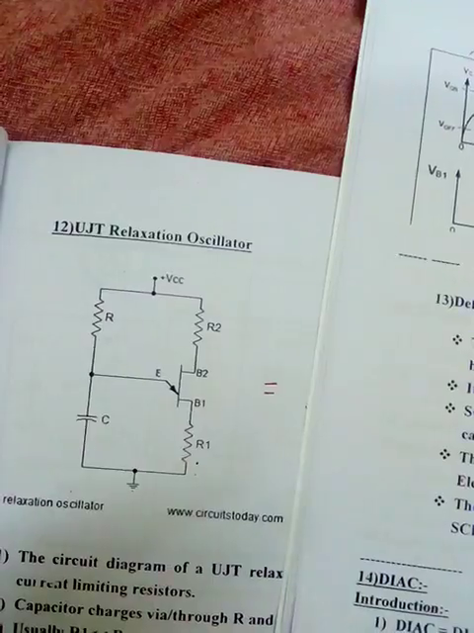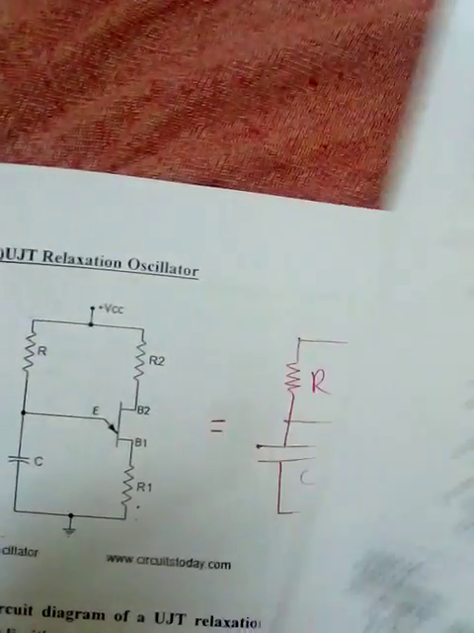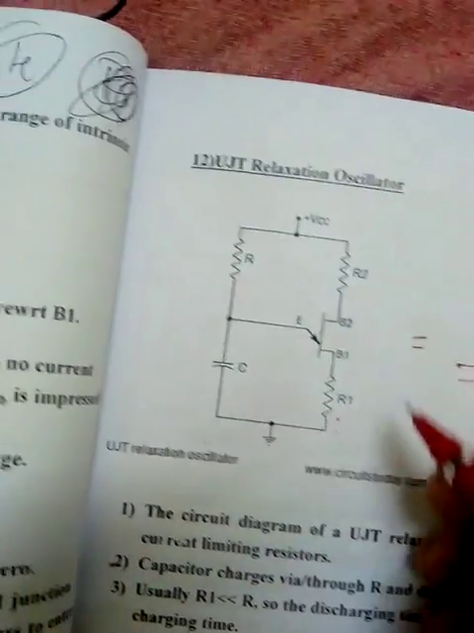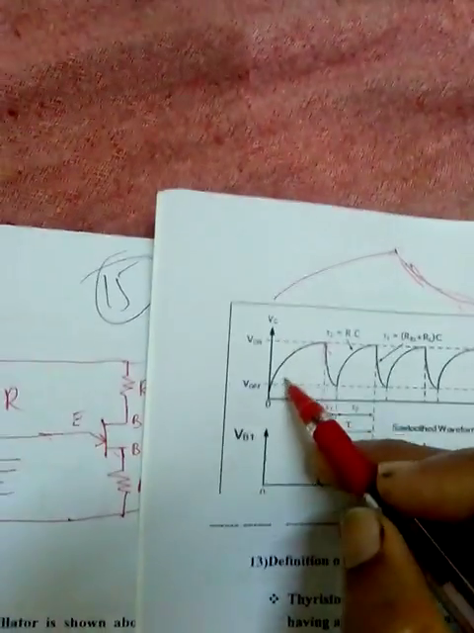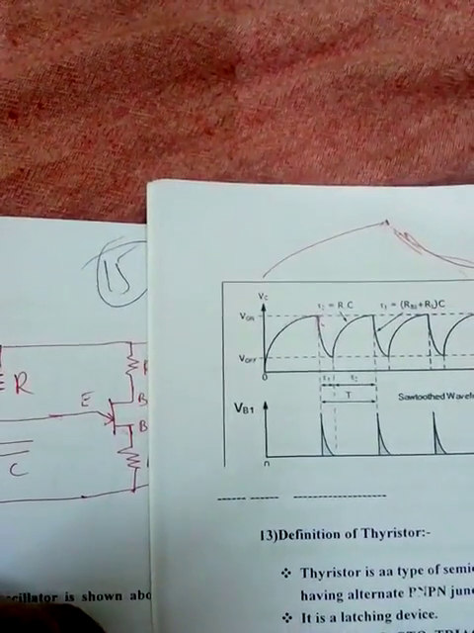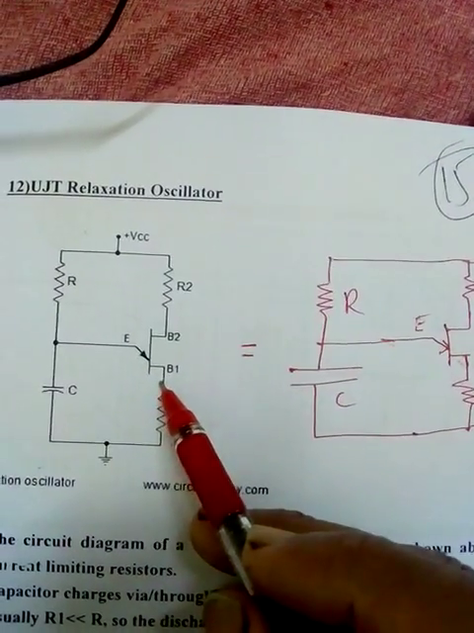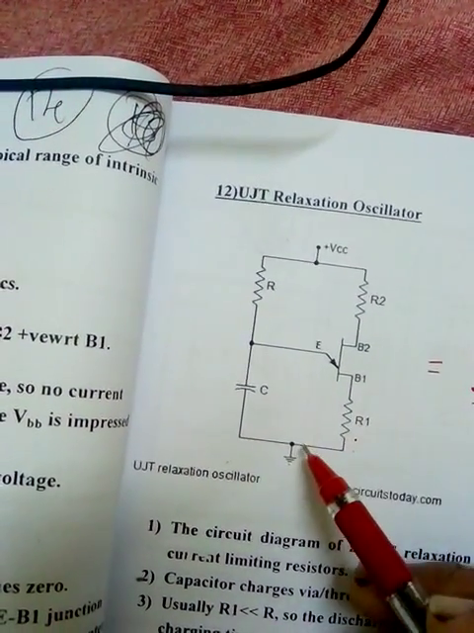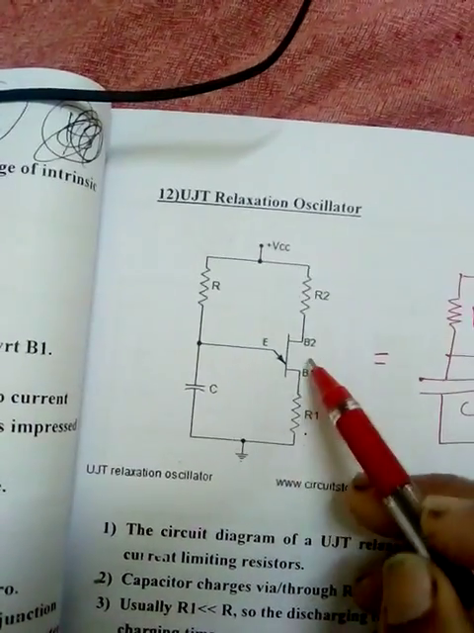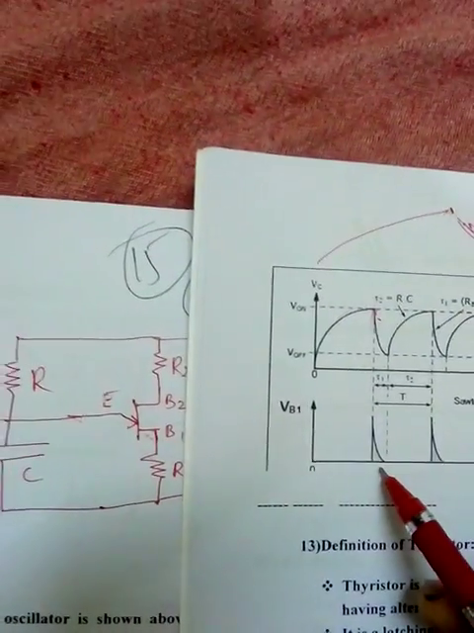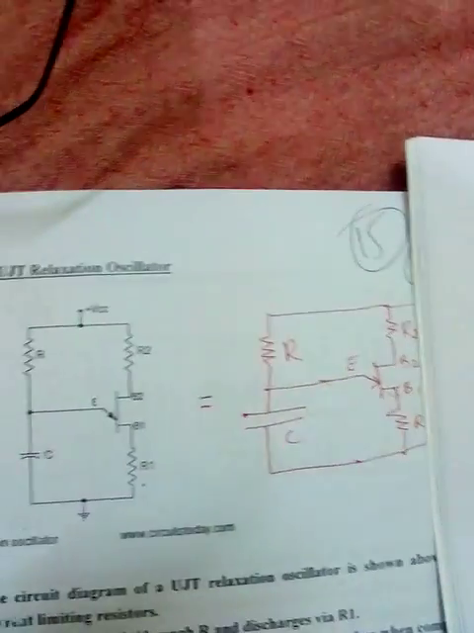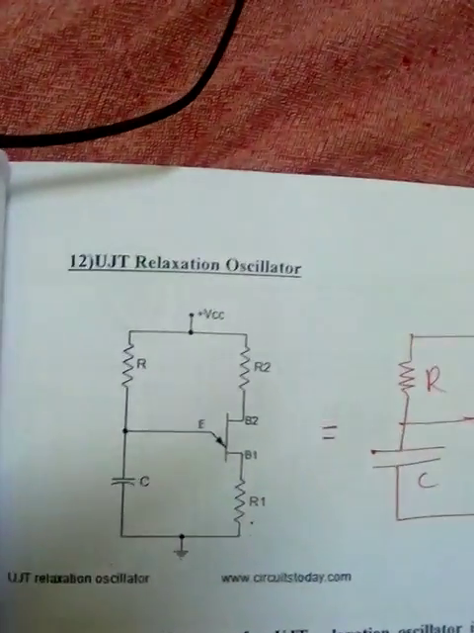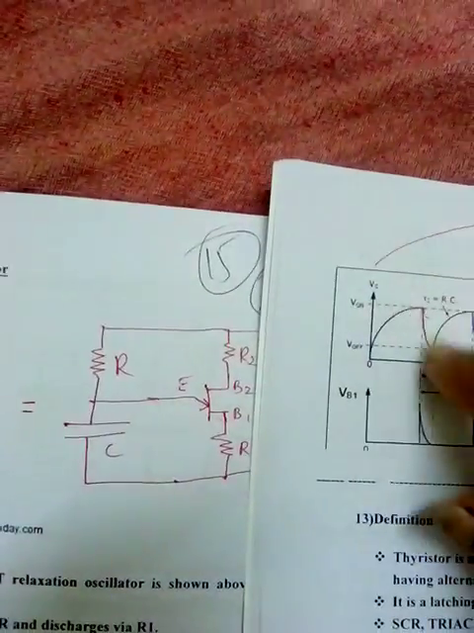So we can see that the UJT is acting as an oscillator itself. If you take the output across the capacitor, you will get a waveform like this. If you take the output at B1, at RB1, with respect to the ground or negative, you will get a waveform like this. So it is working as a relaxation oscillator. Relaxation means itself: you are not going to do anything. Itself it is working. It is going to give continuous waveforms.